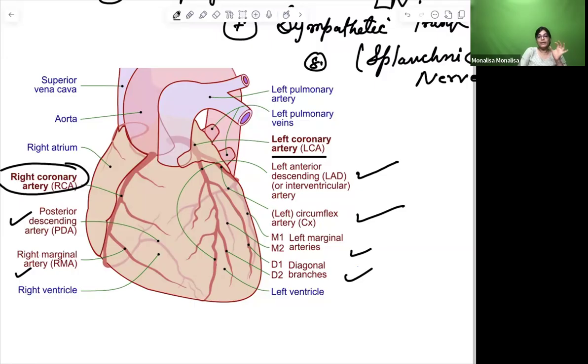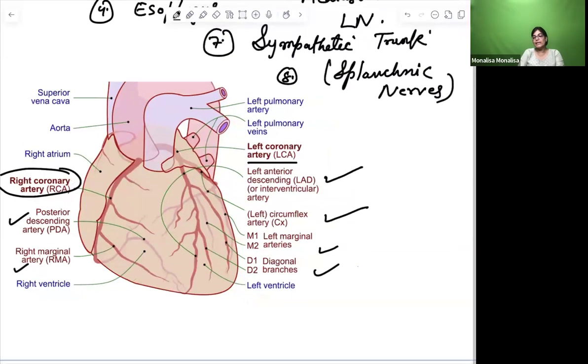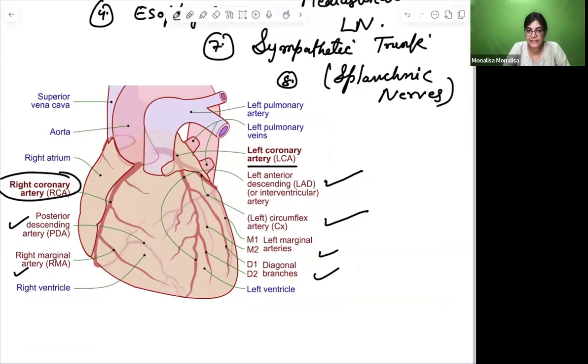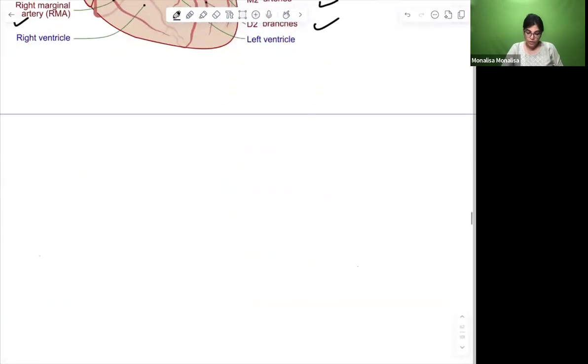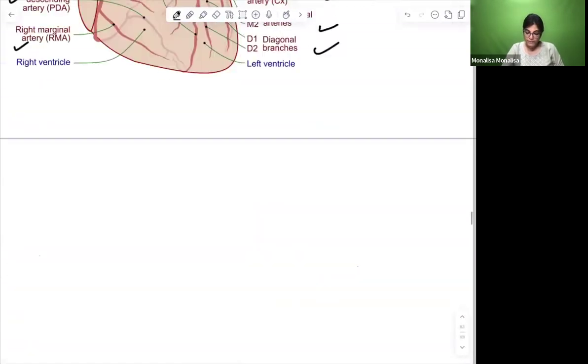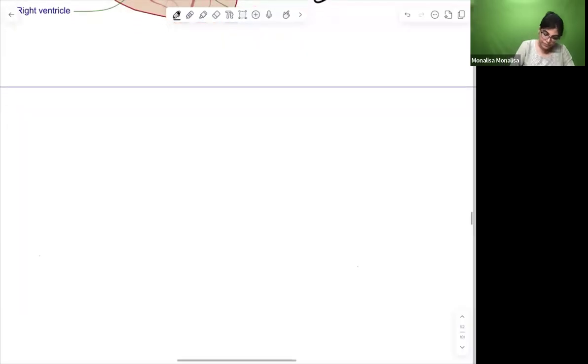If I talk about coronary arteries, they arise from the aortic sinus. So right coronary artery will arise from the anterior aortic sinus, and left coronary artery will arise from the left posterior aortic sinus. So write down about coronary arteries and then we will talk about triangle of Koch. So write down the heading coronary arteries.